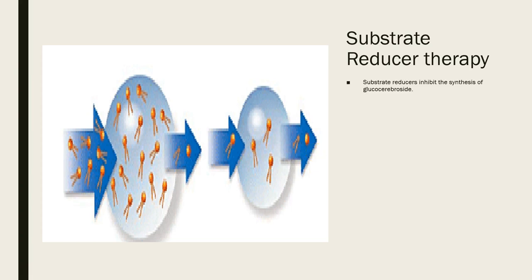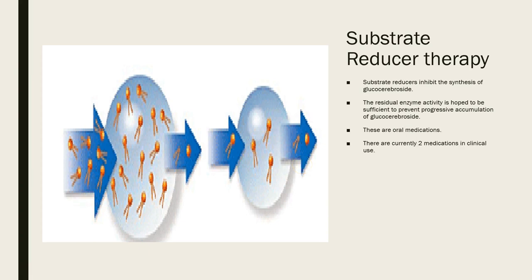So this inhibits the synthesis of the glucocerebrosidase substrate. Let's inhibit the first step of this product that we can't break down. Hopefully the residual enzyme will be able to take care of some of this. These are oral medications, and there are actually 2 medications that are currently in clinical use. And in Gaucher's disease, it's actually now considered to be the first line.